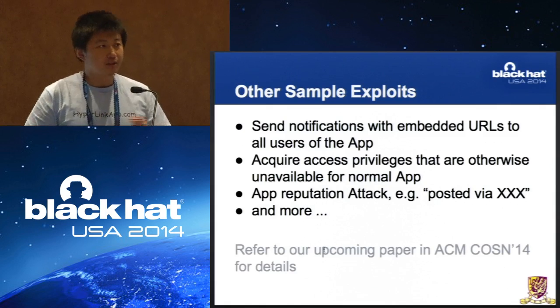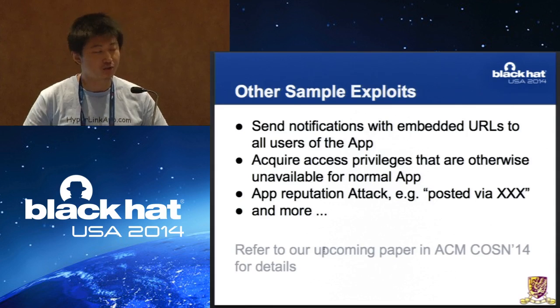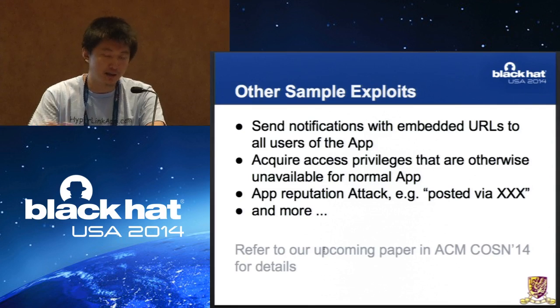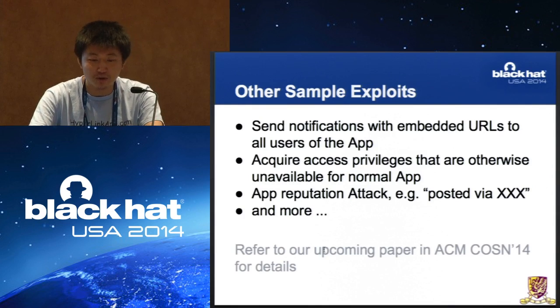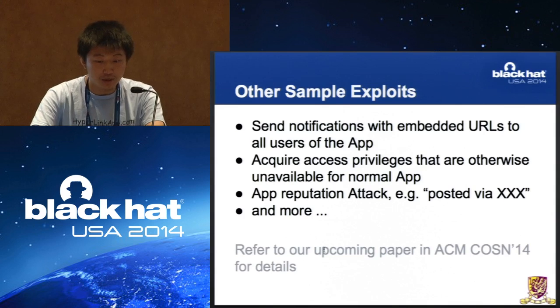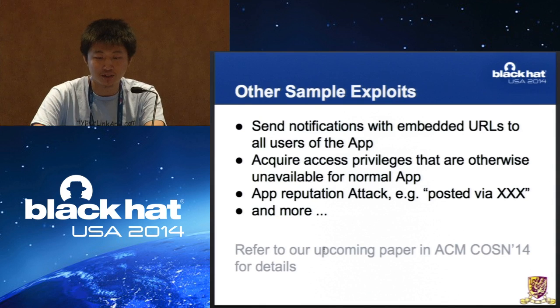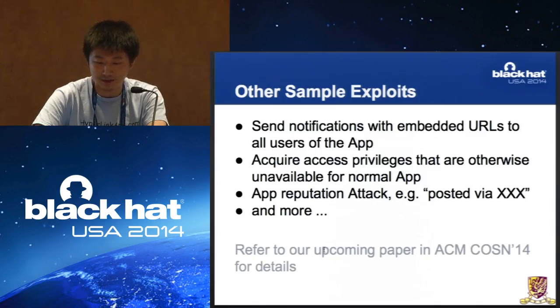Okay, and we note that the app impersonation attack is a generic construction. It's an OAuth problem. With this attack, you can do more exploits other than on this social network. For example, on one provider, we can send notifications with embedded URLs to all users of this app. On some other providers, we can acquire access privileges that are not otherwise available for a normal app. In some other cases, we can do an app reputation attack, for example, posting fake content. And there are more cases. You can refer to our upcoming paper in CoNEXT 14 for details.